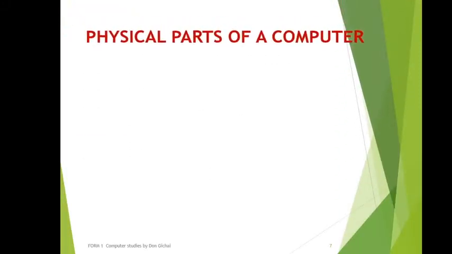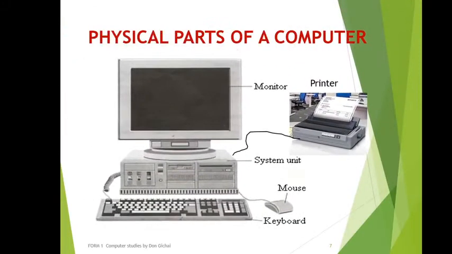Then we need to go and look at the physical parts of a computer. Now, physical means something that you can touch. And therefore, if you look at this diagram here, we have a diagram of a computer. It's not actually a photo, but a drawn diagram.